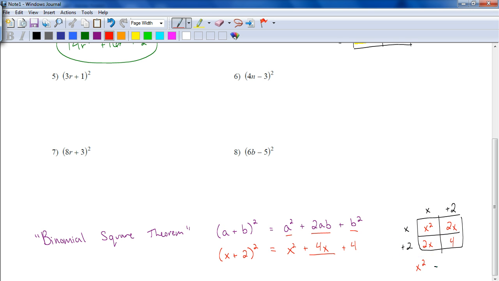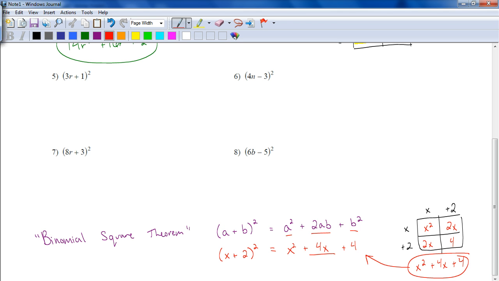So when we simplify this, you get x squared. The 2x plus 2x is 4x plus 4. Which, if you notice, is what we have over here. Now you do not want to be in the habit of expanding this out and writing it out as x plus 2 times x plus 2 and doing the window method here. You want to get in the habit of using this shortcut, the binomial square theorem.